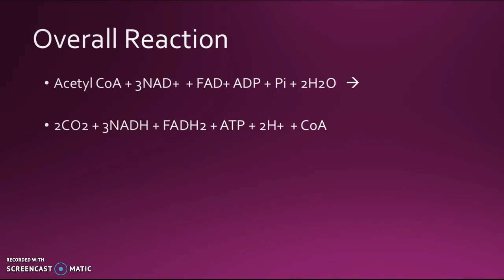Those reactants are going to form 2 carbon dioxide molecules, 3 NADH molecules, and 1 FADH2. It forms 1 ATP, or you've also seen it possibly as GTP, which is an ATP equivalent. And then you're going to get 2 hydrogen ions and also the CoA, where it comes off of acetyl-CoA.